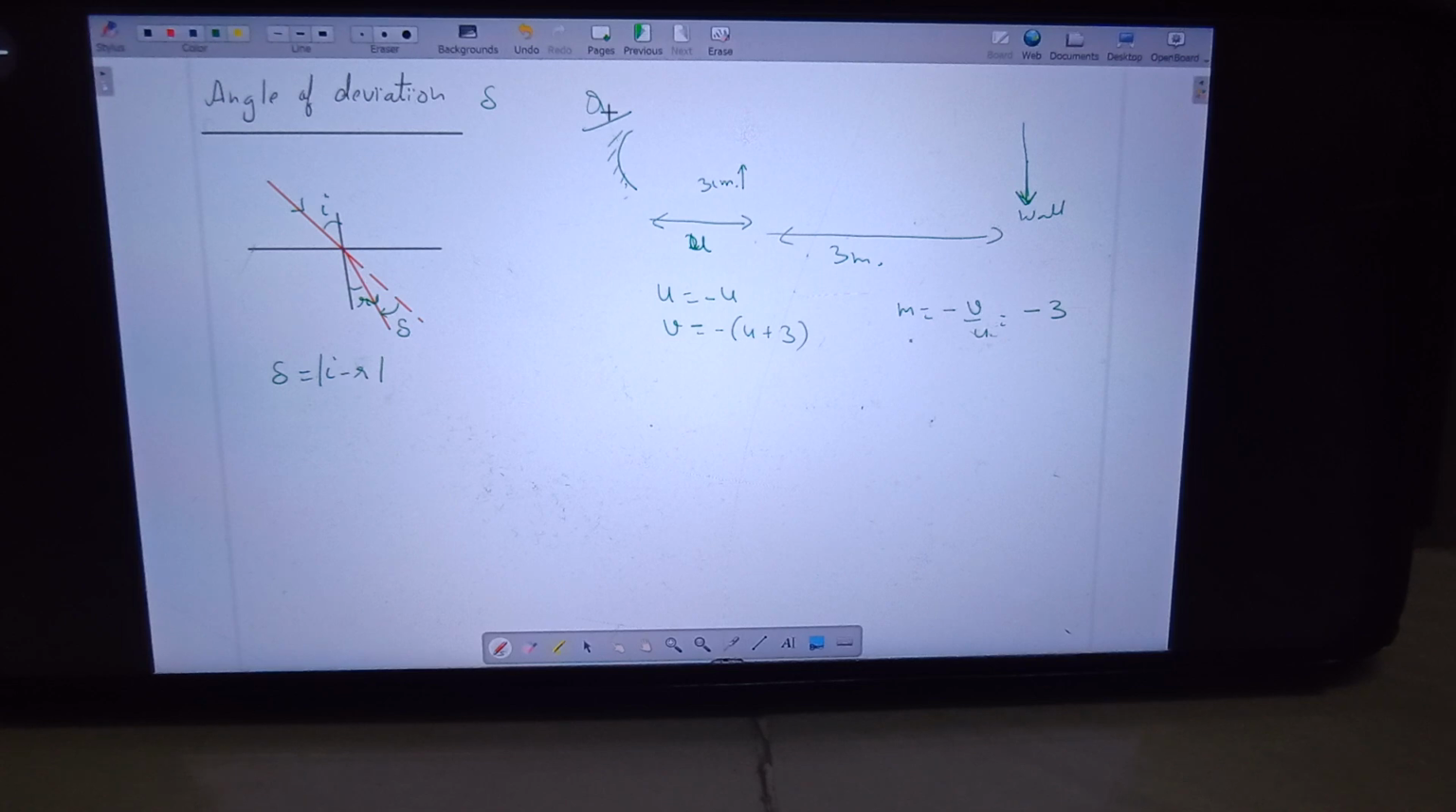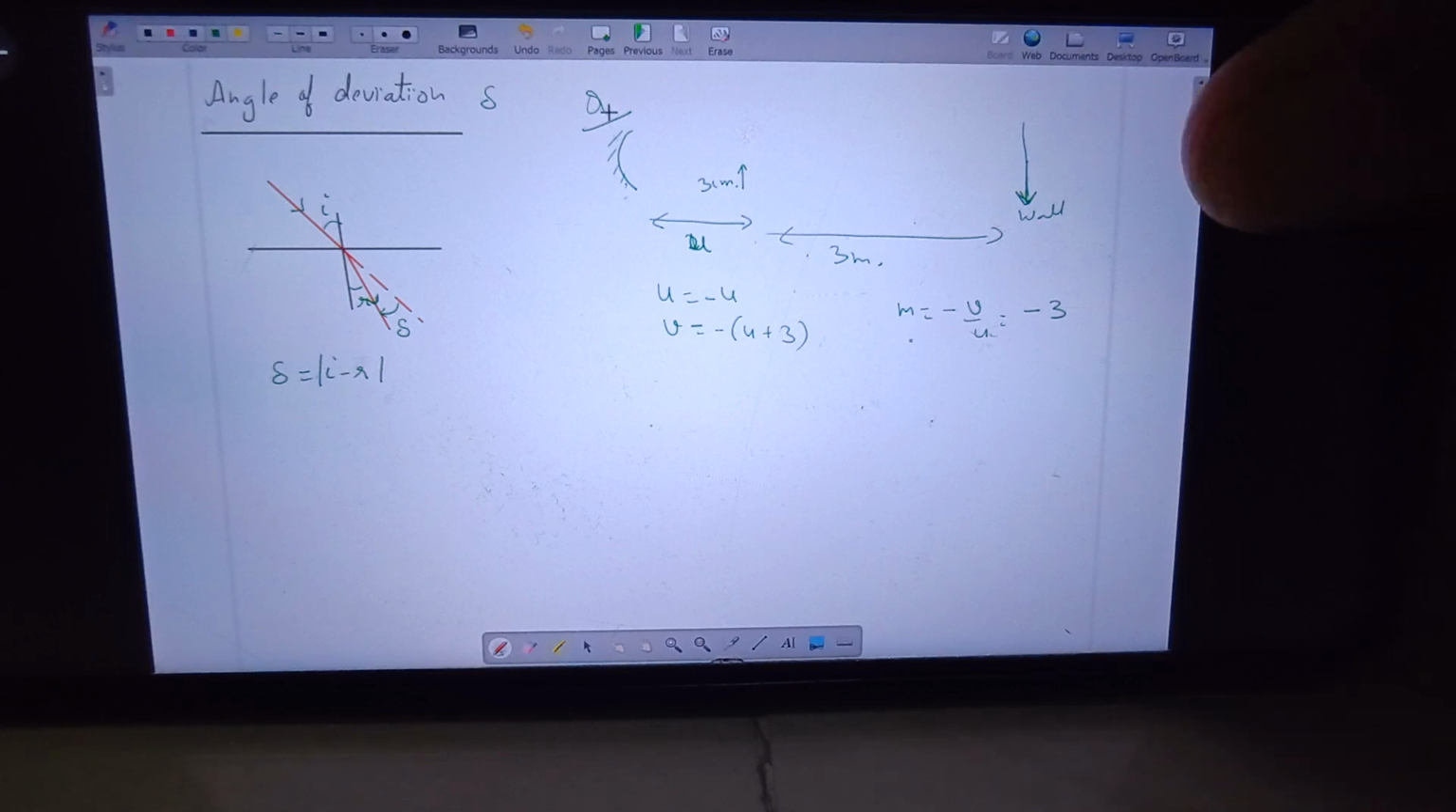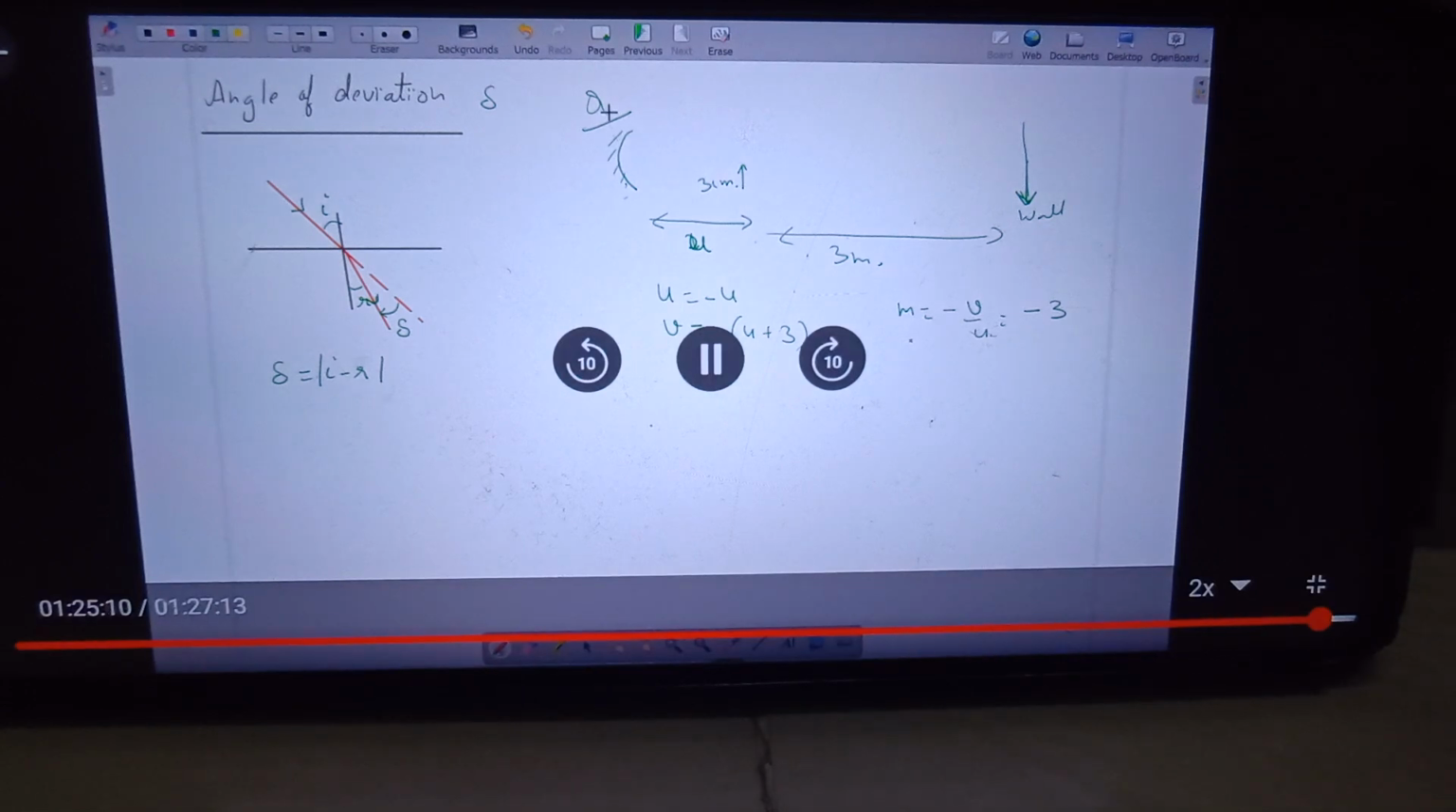How are we getting the magnification? Is it given in the question? Yes, it's given in the question. They are saying that the image formed is 9 centimeter high on the wall. And because it is formed on the wall, it will be a real image. It will be inverted, so the magnification will be minus.